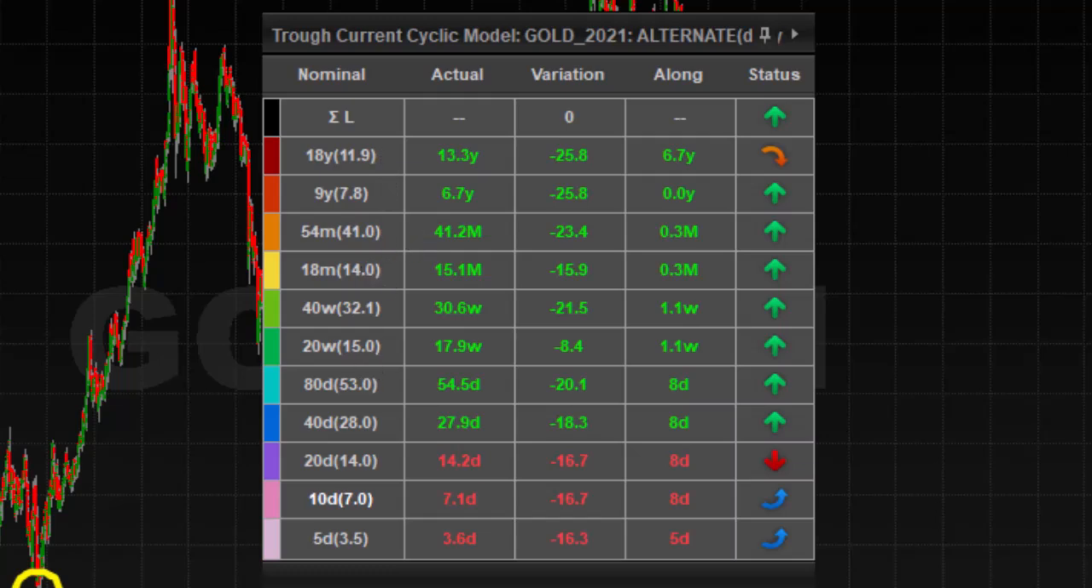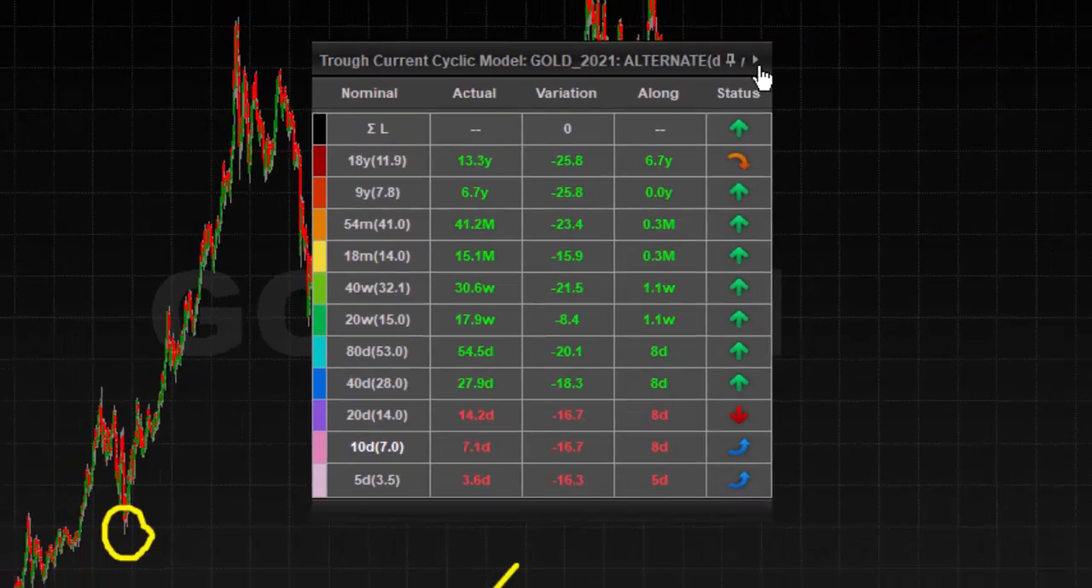However, the 54-month cycle has been found to be 41 months, according to the results of the spectral analysis. The 18-month cycle, 14 months. The 40-week cycle, only 32 weeks. The 20-week cycle, 15 weeks, and so forth. You will see that those numbers actually match fairly closely the cycle lengths that John Eastreich identified in gold, which is why I find this analysis a particularly interesting one.